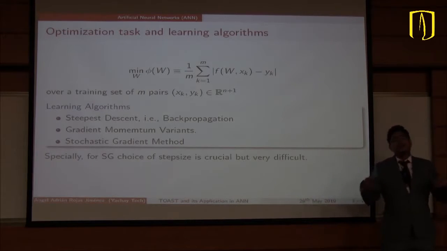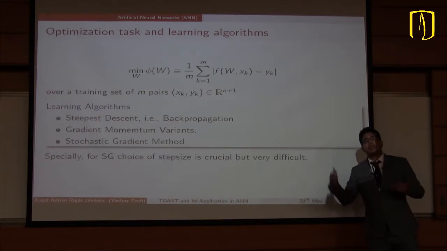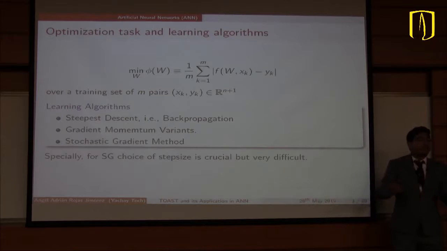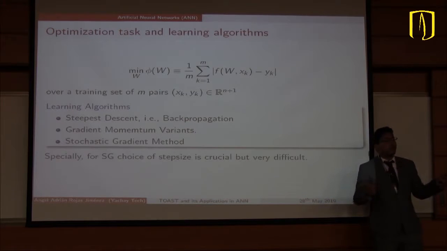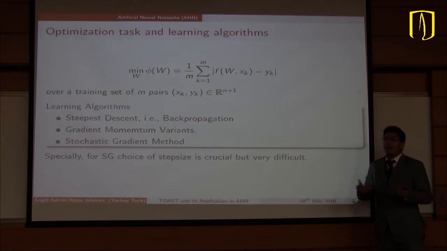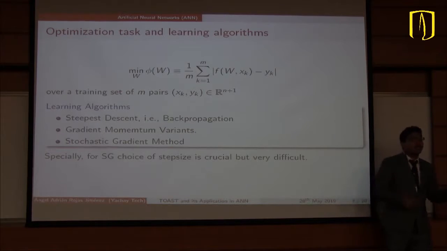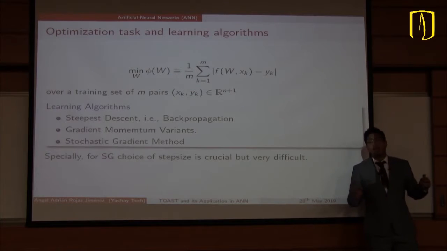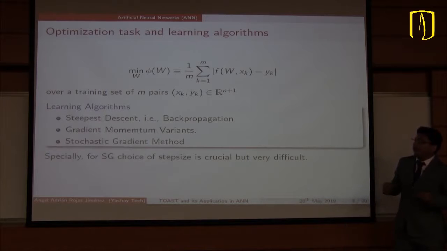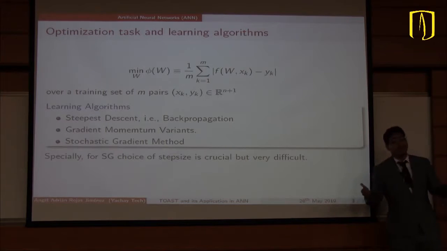So the most used learning algorithms to solve this problem is steepest descent direction, that uses the usual technique of backpropagation. And then the variants of certain momentum methods, that is a linear combination of the steepest descent direction and the last function value, and the stochastic gradient method, that we all know is pretty useful, but the most important thing is the step size. So from our experience, the step size can be 1 over the square root of the iterate count.